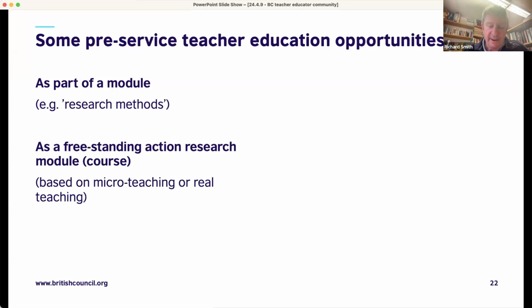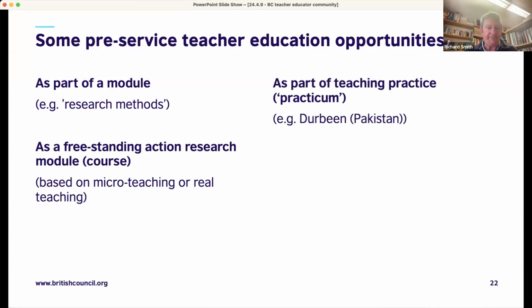I know that some of you are teacher trainers for people who are already teaching at the same time. If that is the case, there are possibilities to have a module based on an action research model.